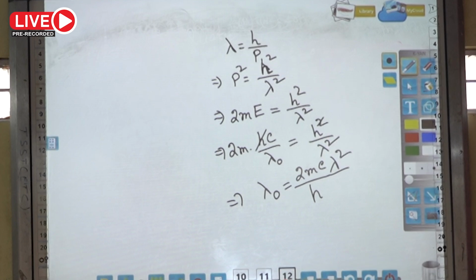So first, using de Broglie wavelength, we have to find p, then taking a square, then we can put p square equal to 2mE, where E is the energy of the emitted electron. So then we can write the energy of the emitted X-ray, E equal to hc by lambda naught. Lambda naught is the cutoff wavelength.